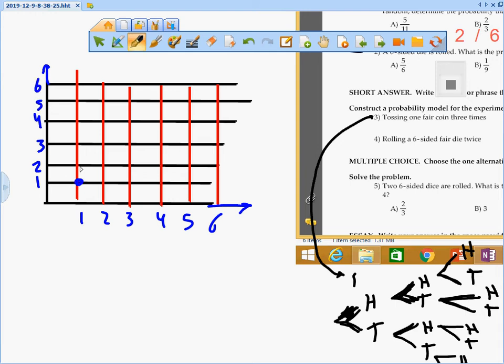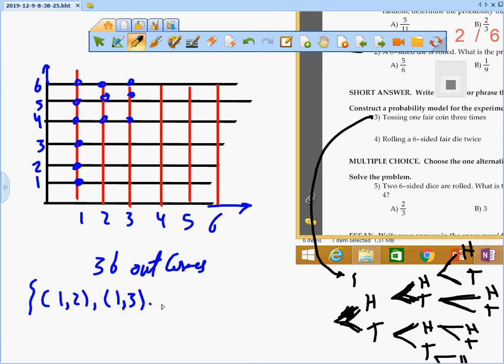I have 36 outcomes, which are 1 and 1, 1 and 2, 1 and 3, 1 and 4, 1 and 5, and so on. So I have 36 outcomes. Of course, I'm not going to write all of them. I'm just going to write the first ones, 1 and 2, 1 and 3, for example, and so on, till the last one, which is 6 and 6.